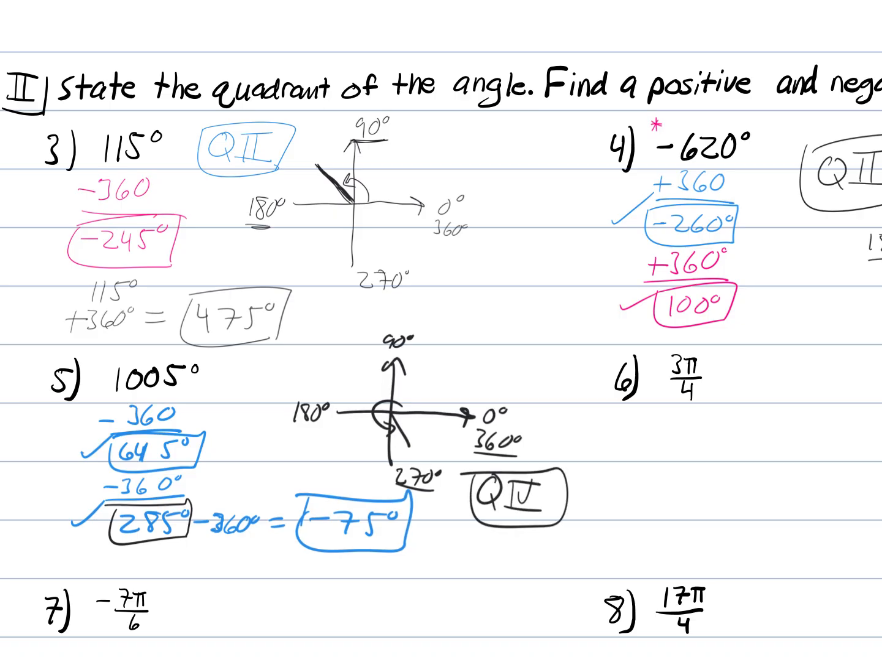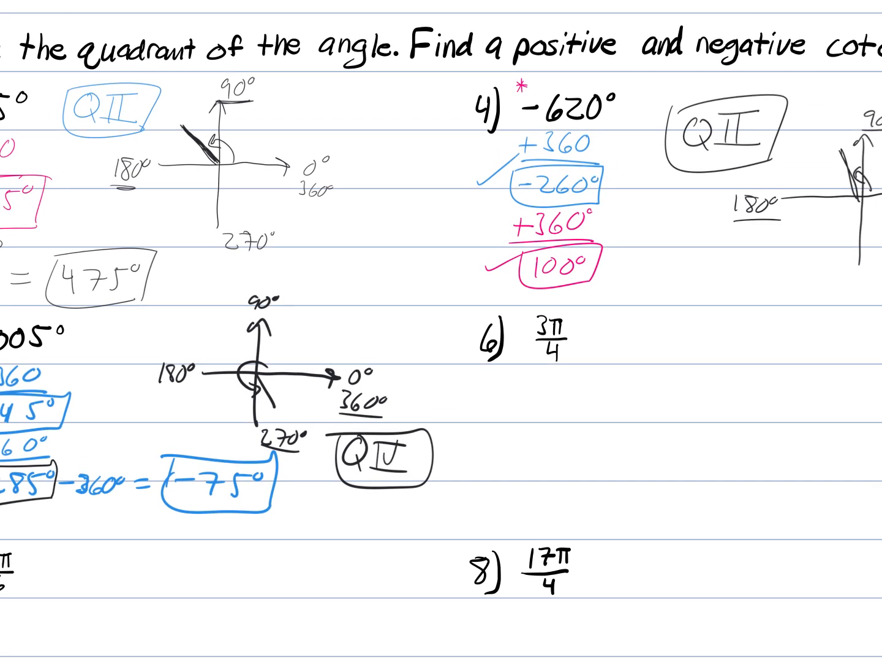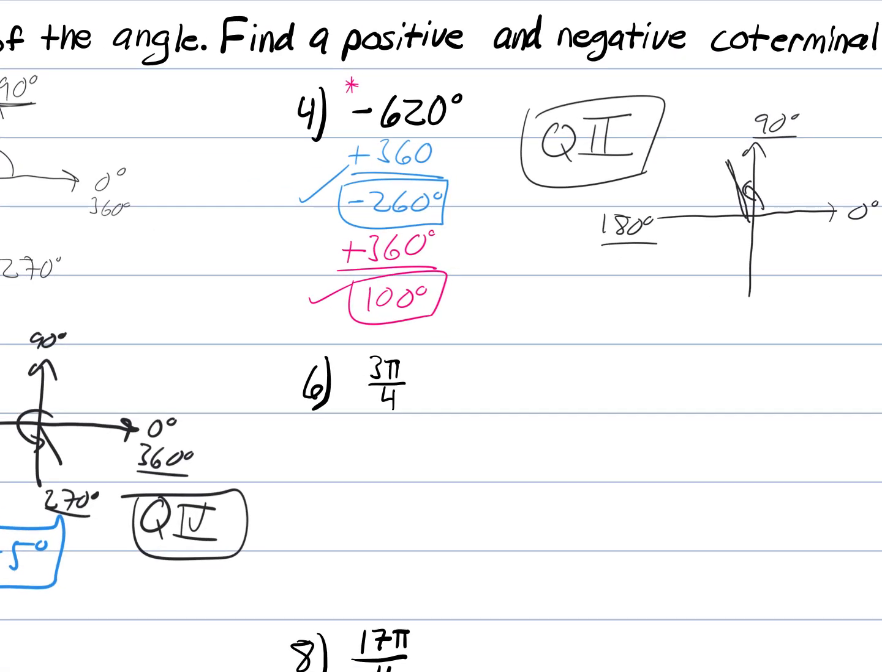All right, now 6, 7, and 8 are all in radians, right? And you can tell that they're in radians because you don't see a degree symbol. All right, so adding or subtracting 2 pi this time is how we're going to find our coterminal angles, right? So I'm going to add 2 pi here.